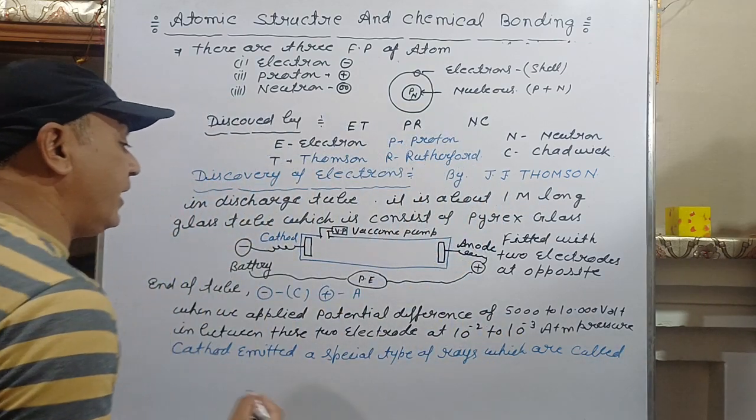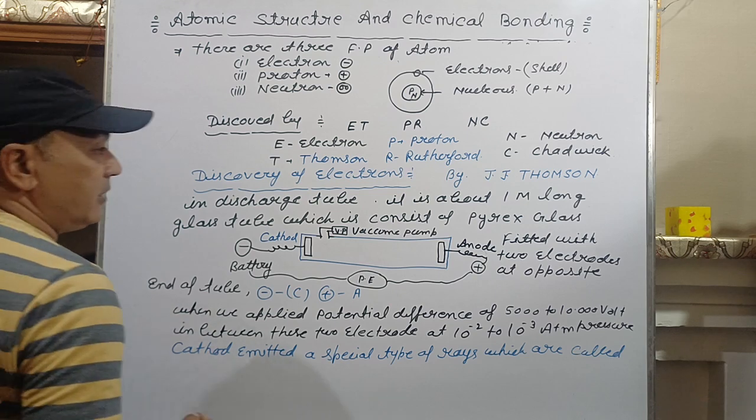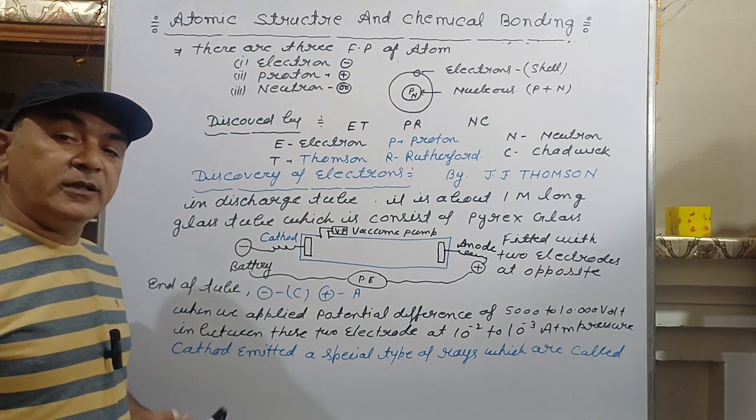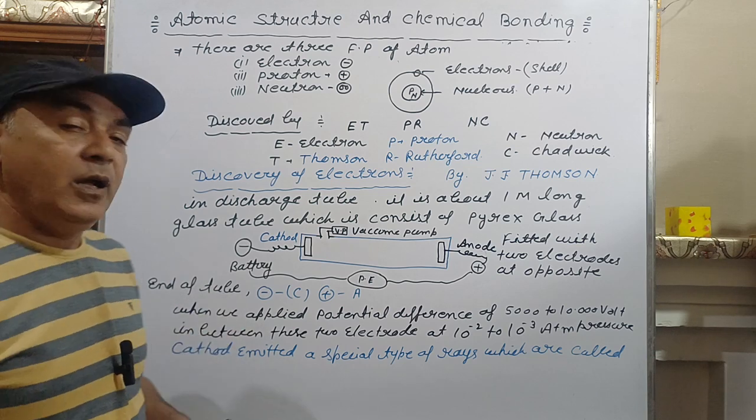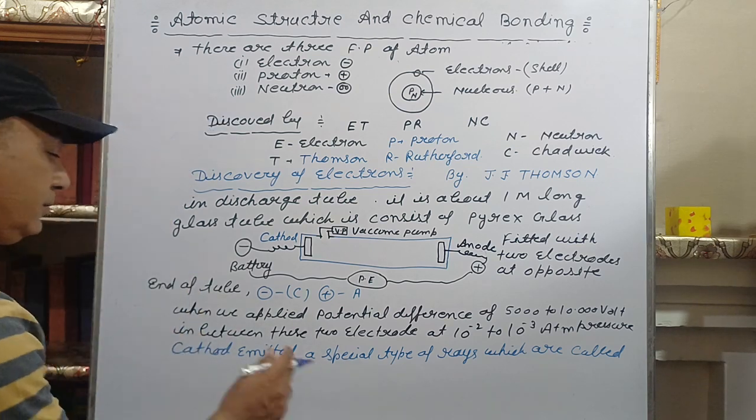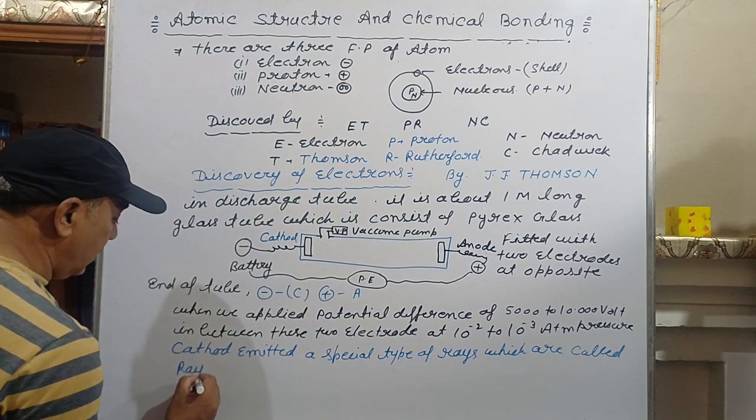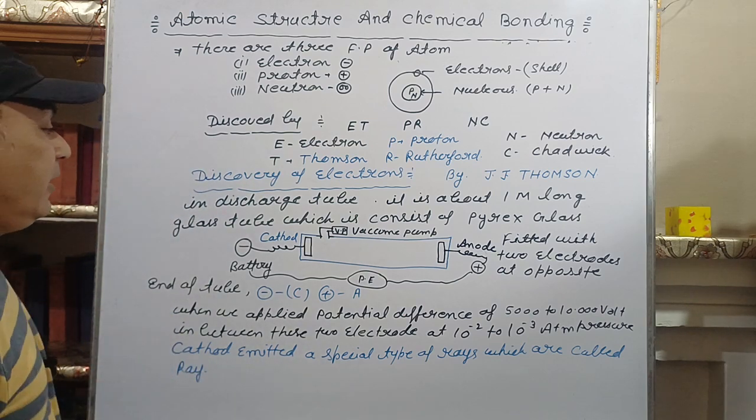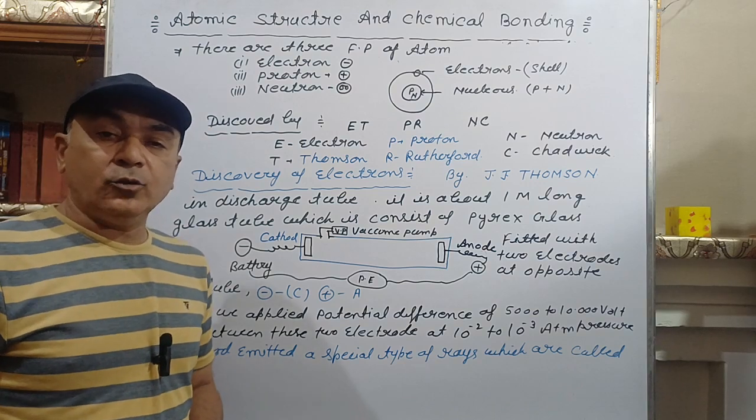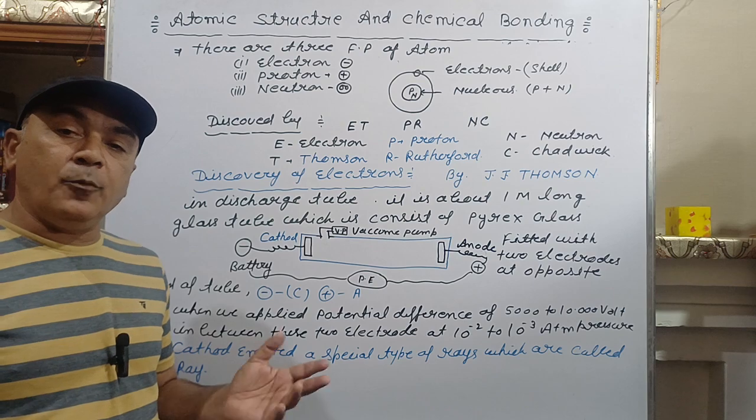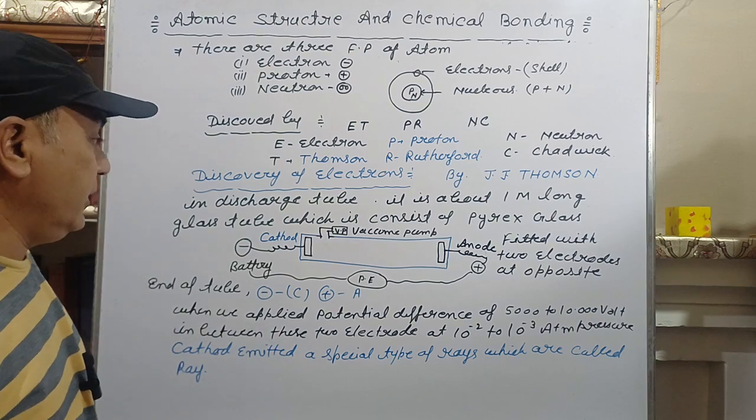If the question is what are cathode rays, we can say the rays which are emitted from cathode are called cathode rays. It is the simplest definition of cathode rays. Now we are going to discuss the properties of cathode rays.